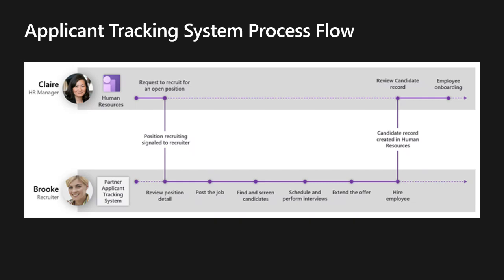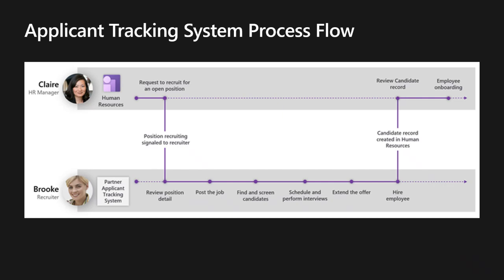That information is then sent out and signaled through the Request to Recruit APIs to your applicant tracking system. This is typically where the recruiter will live and work. In that applicant tracking system, the recruiter will use the functionality of that system to review the position details, post that job out to various job boards.